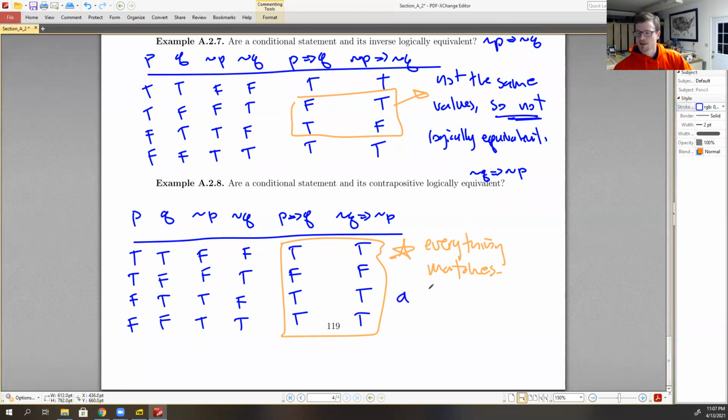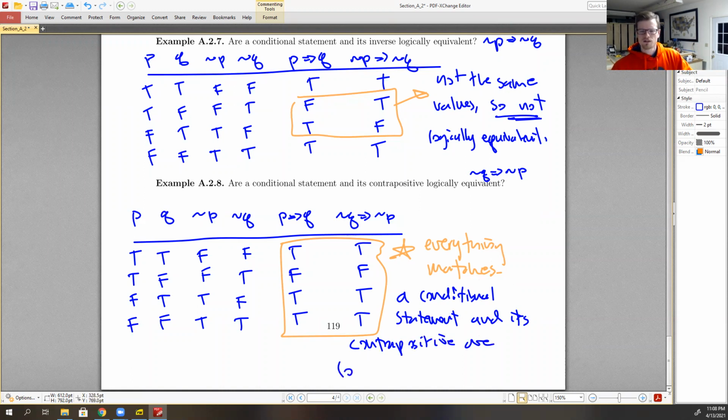A conditional statement and its converse are logically equivalent. Sorry, I think I said converse. It's contrapositive. A conditional statement and its contrapositive are logically equivalent.